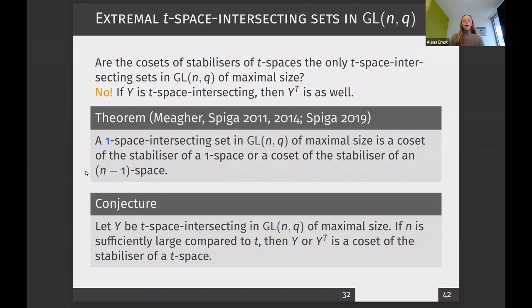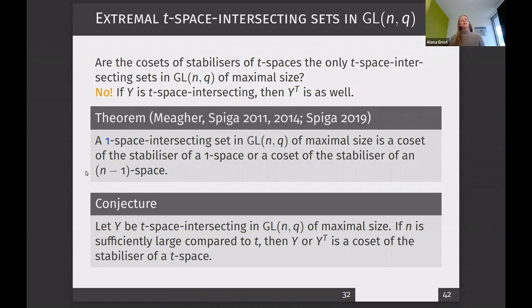Which led us to the following conjecture, namely having a t-space intersecting set of maximal size. And if n is sufficiently large compared to t, then this set, or the set consisting of all transpose matrices, is a coset of the stabilizer of a t-space. Okay. So these were the results or the conjectures for the finite general linear group.